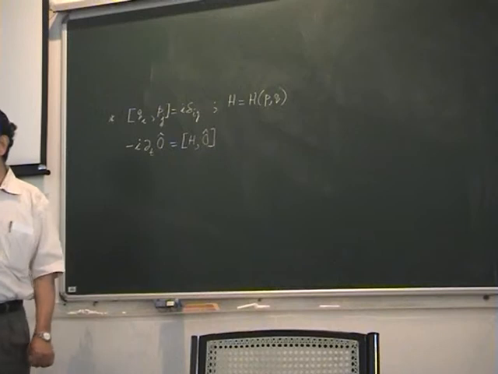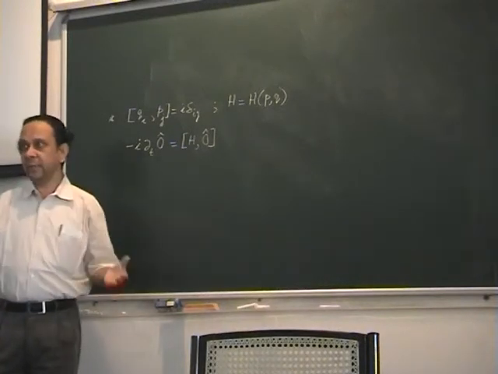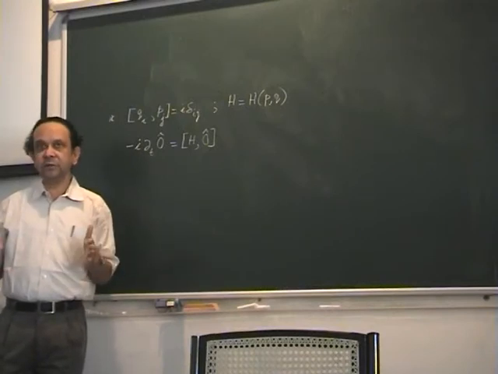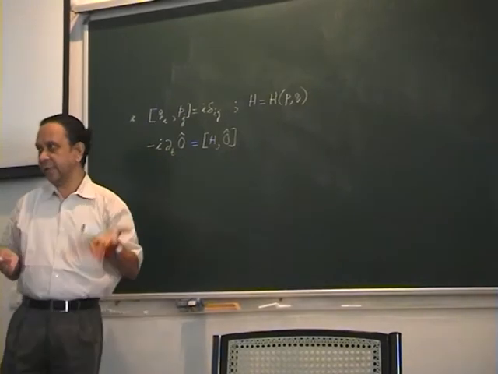Okay. Now, in this approach, your operators are going to be time dependent and they will change with time, and the state vectors are going to remain the same. This is the standard Heisenberg picture. These are all which we need.